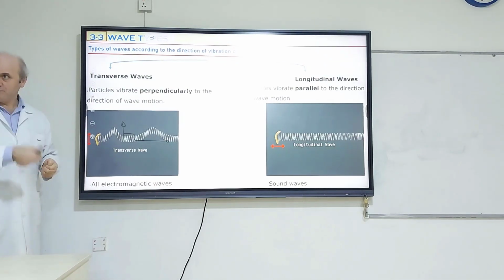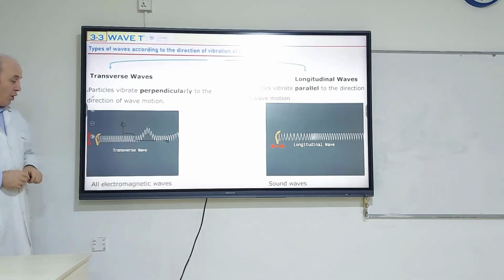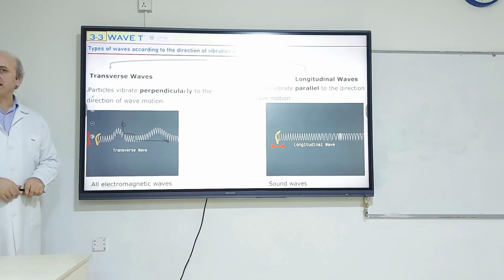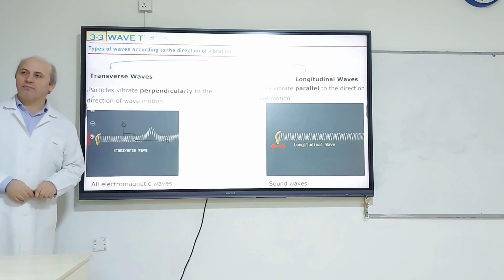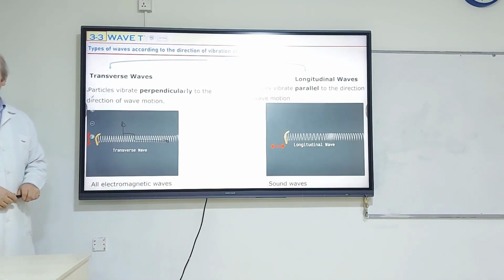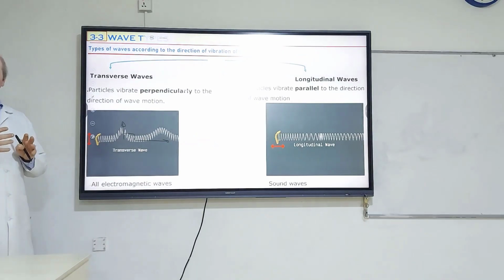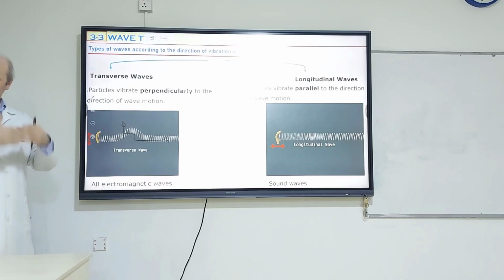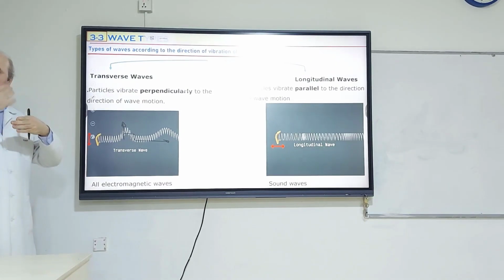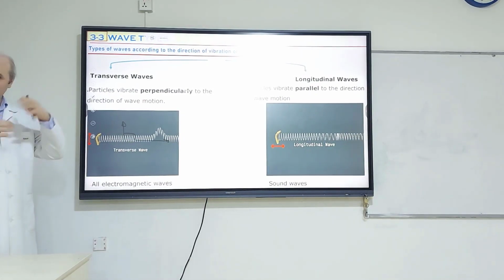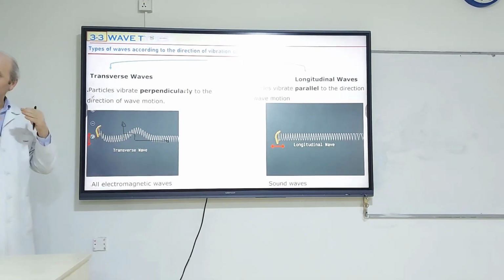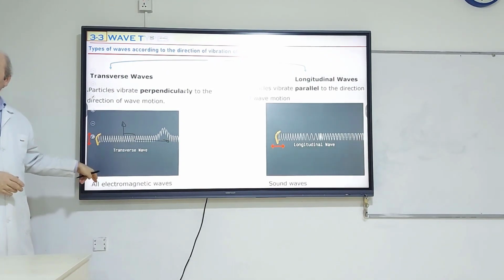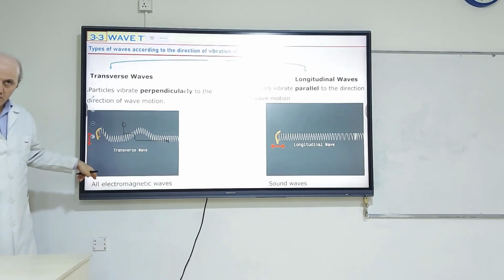Wave on a drop is an example. Or all electromagnetic waves. Yani we don't study electromagnetic waves in detail, but let you know this. Electromagnetic waves are transverse waves. Of course they have no medium, but something else is vibrating. This vibrating thing is called the electric field. We know it. Magnetic and electric fields are continuously vibrating. So they are also vibrating perpendicular to the motion. That's why these electromagnetic waves are transverse waves.